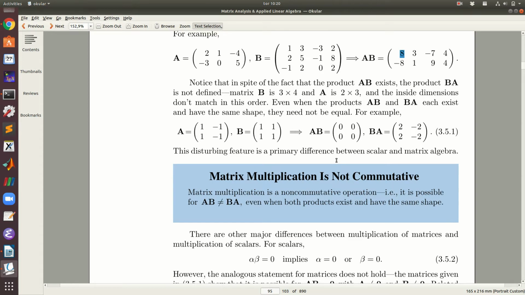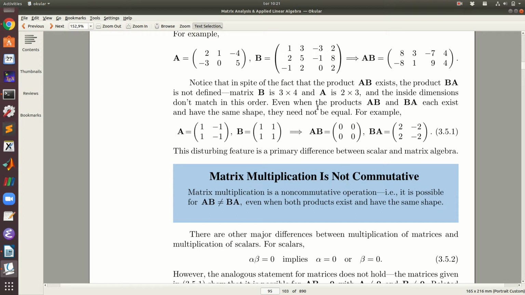So in spite of the fact that the product AB exists, you will find that BA actually does not exist because they are not conformable, i.e. B is a 3 by 4 and A is a 2 by 3. So you realize that these columns here are not the same as these ones here. The inner ones do not match, i.e. the inside dimensions do not match.